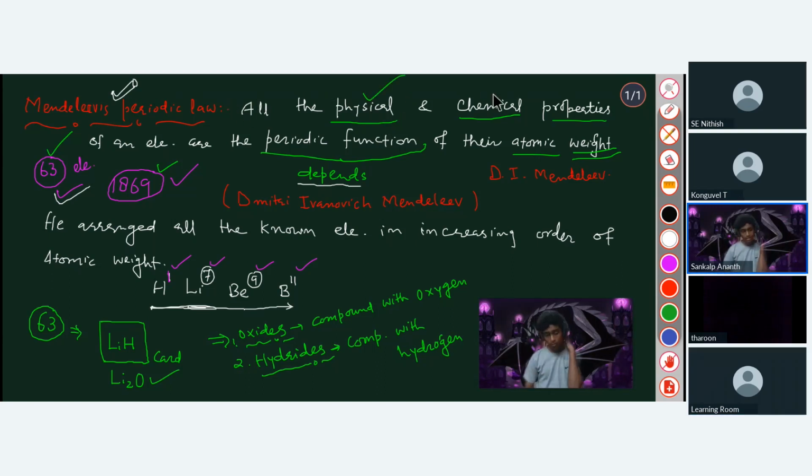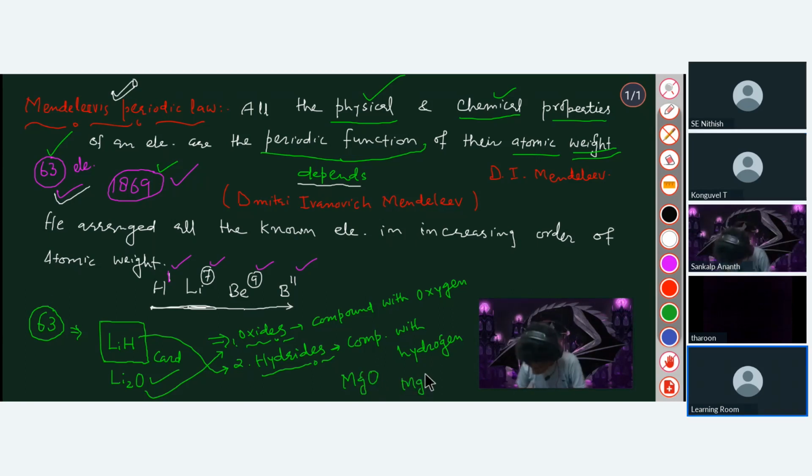Sir, what are LiH and Li2O called? LiH is called lithium hydride. Lithium oxide and lithium hydride. Exactly. For example, what is MgO? It is magnesium oxide, isn't it? Exactly. What is then MgH2? It is magnesium hydride. Exactly. Okay, so have you noted down this?